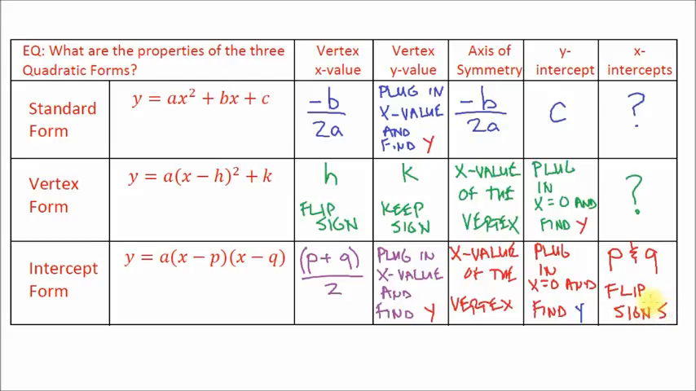So there's your basic table that tells you how to find these key pieces of information on your graph when you have the three different forms of a quadratic equation.